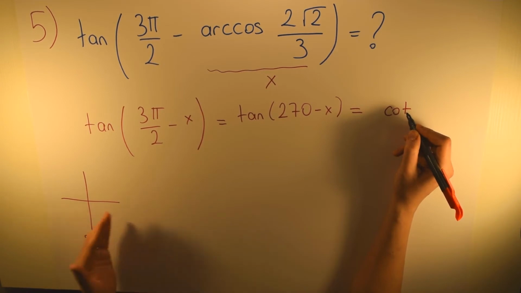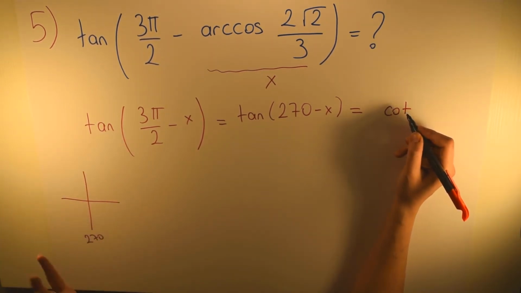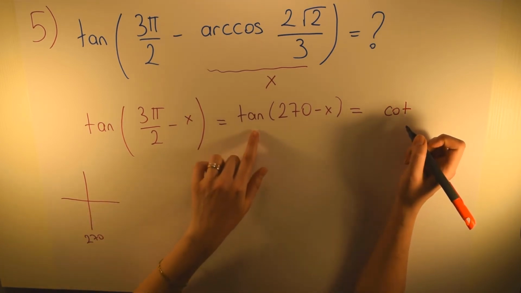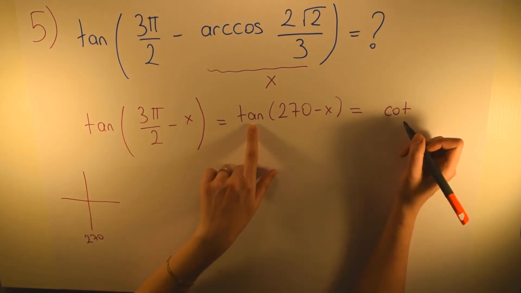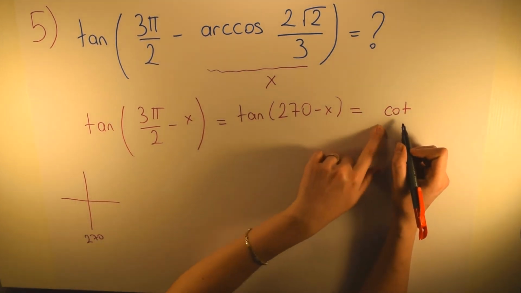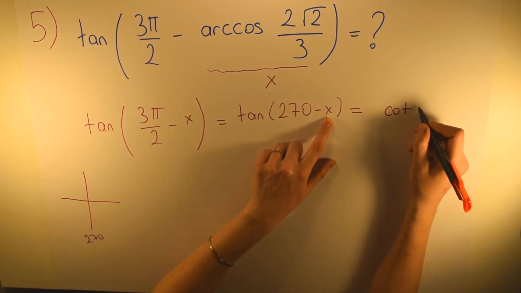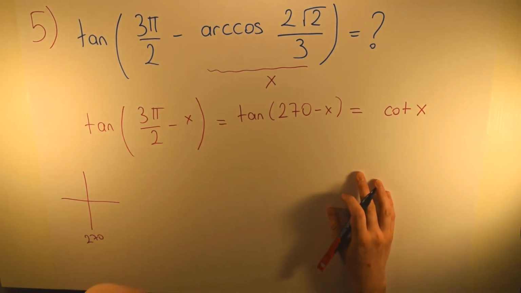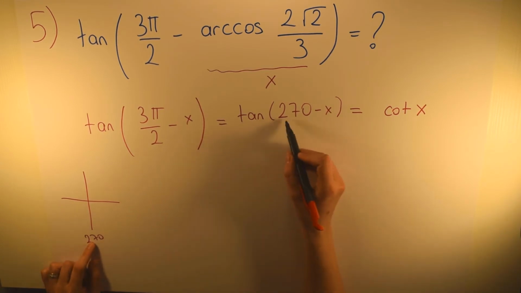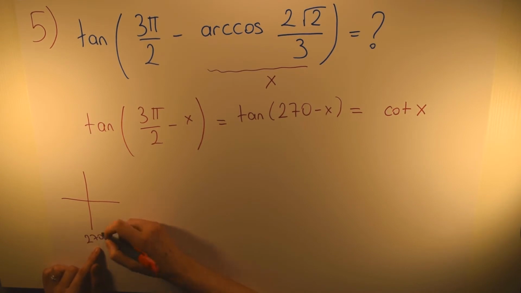Don't forget, we are looking at its line. So we will be able to understand if we need to change its name or not. So here, yes, we need to change its name since it's on this line. So it was tangent, we make it cotangent. And then we are looking at its angle, which is here equal to x. And then we are looking at its sign. So here, tangent 270 minus x. So here is 270 degrees, right? So minus x, it will be somewhere here.